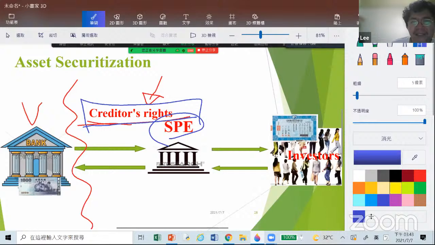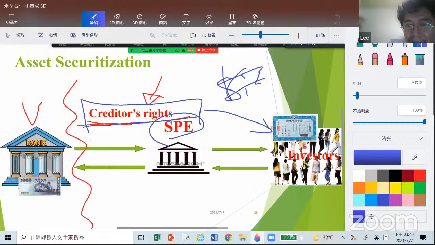So now they have already transferred all the risk to the investors. This is also a kind of risk management.